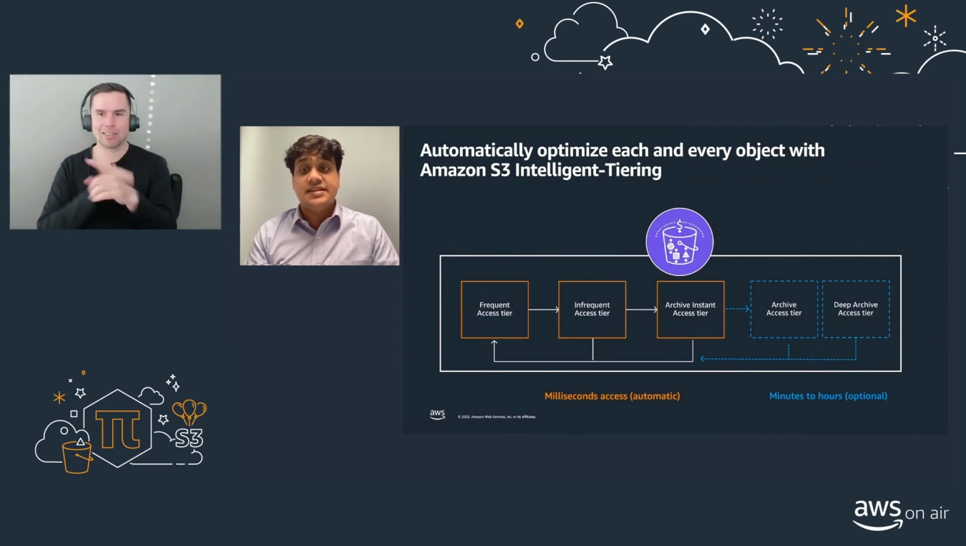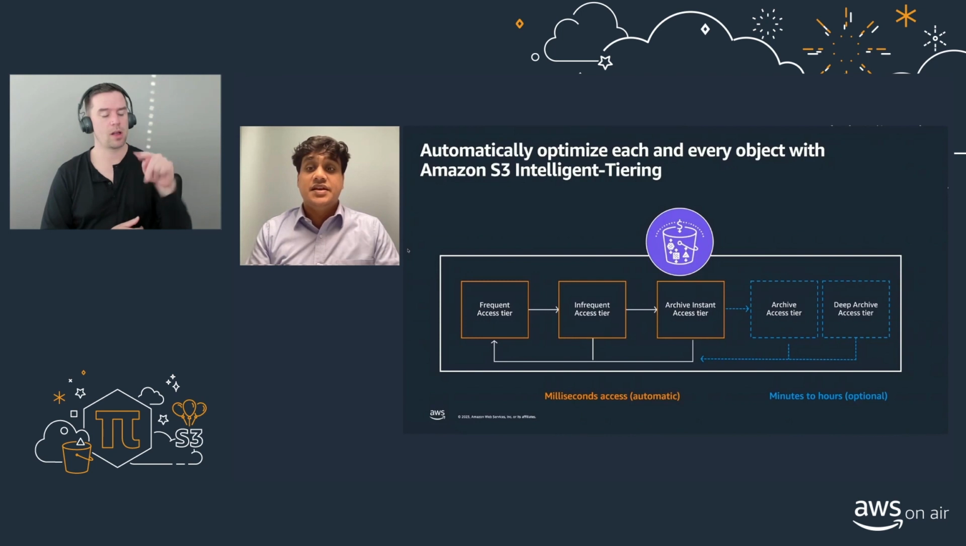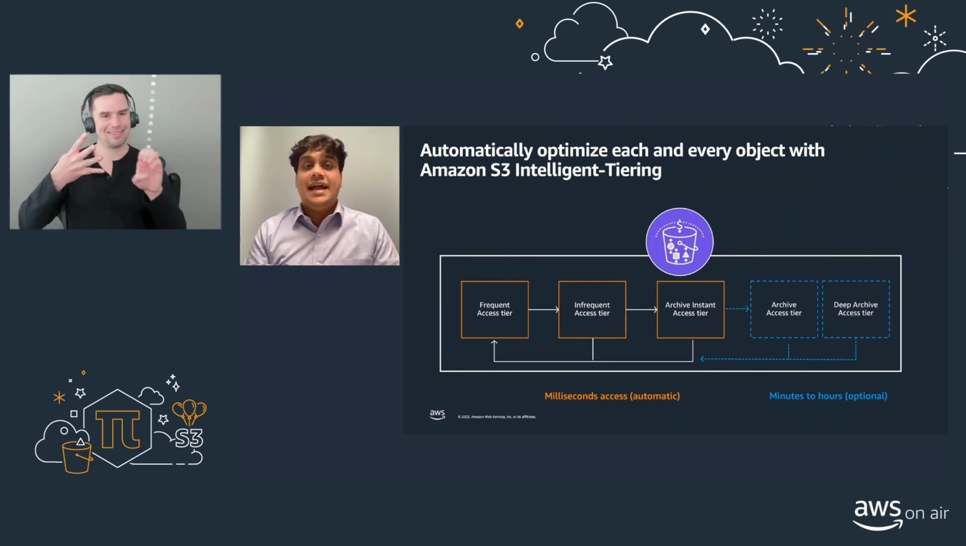S3 Intelligent-Tiering contains three access tiers: frequent, infrequent, and archive instant access that have the same low latency and high throughput performance of S3 Standard. Further, for objects that have become rarely accessed, S3 Intelligent-Tiering has two opt-in asynchronous archive tiers: archive access and deep archive access tiers. These tiers have the same performance as S3 Glacier Flexible Retrieval and S3 Glacier Deep Archive, respectively.